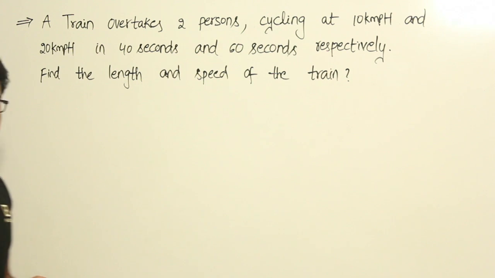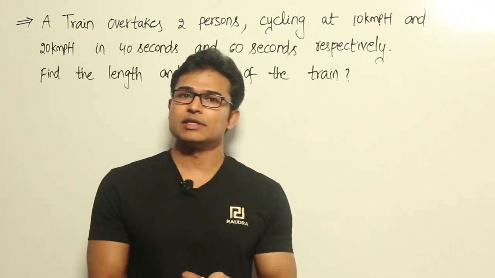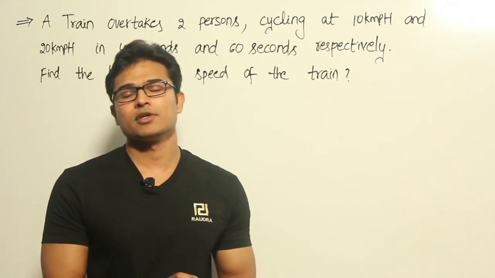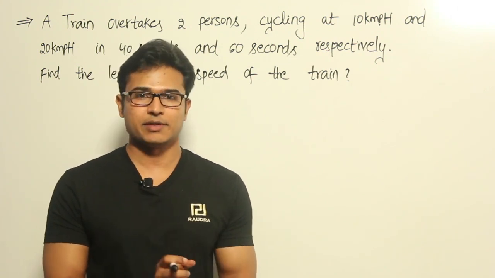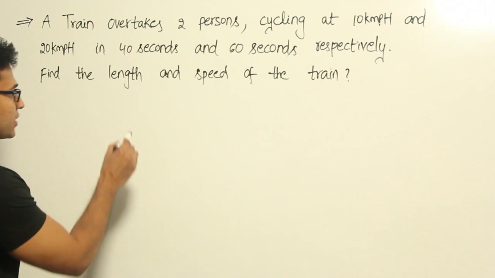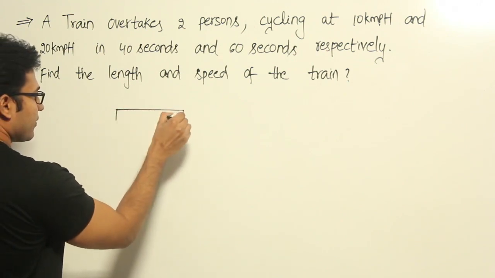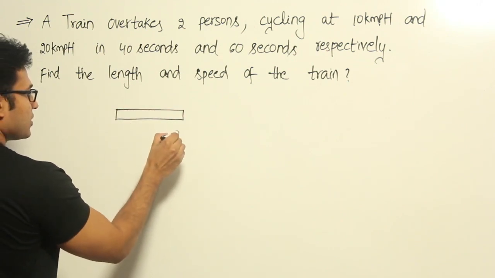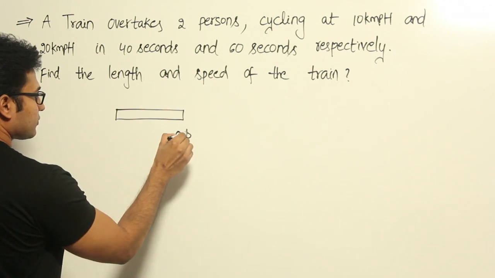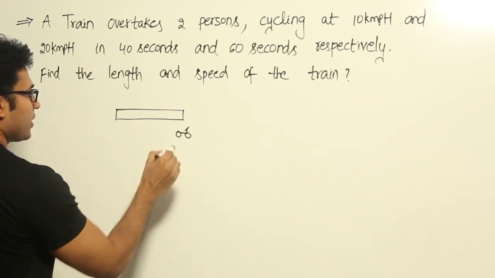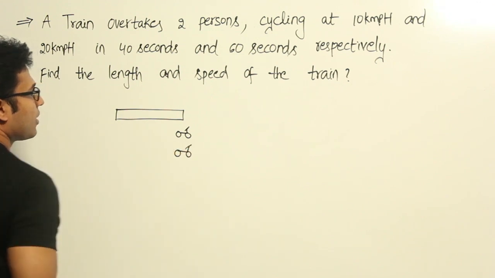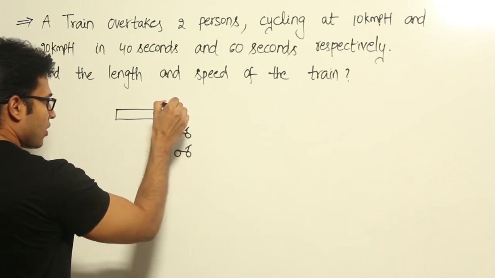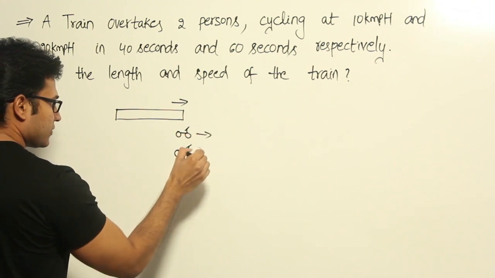And also nothing is given about the distance between the cyclist and the train. Therefore you can assume that both of them are actually at the same point in the beginning, right? So how to see this one is, you can assume that there is a train and now there is a cyclist here, right? And again there is one more cyclist, right? All of them are moving in the same direction.